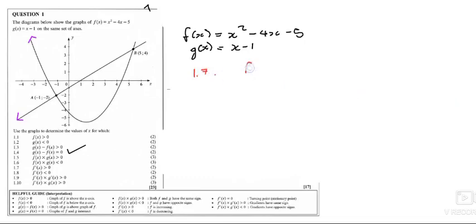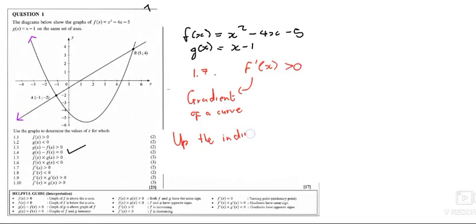1.7 says: when is the first derivative of f greater than 0? What does this mean? Guys, the first derivative means the gradient of a curve, right? If you go up the incline, the gradient is becoming positive. Then if you go down the slope, the gradient is becoming negative.